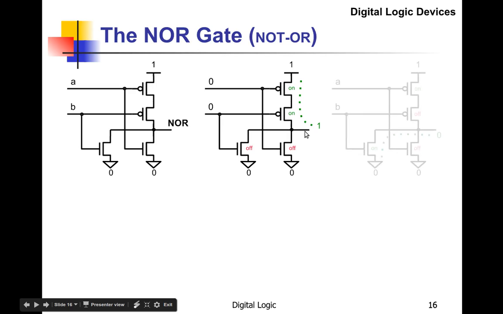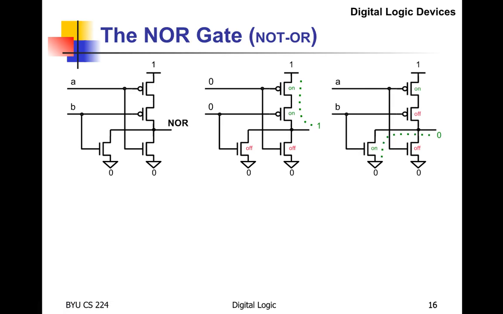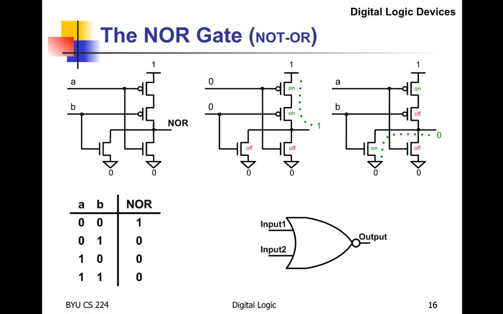In any other configuration, one of those guys is off, and one of them is on the bottom instead of being off like this, and so then you end up with a 0 on the output, and that's the truth table for a NOR gate. And here is the schematic for a NOR gate, the symbol.